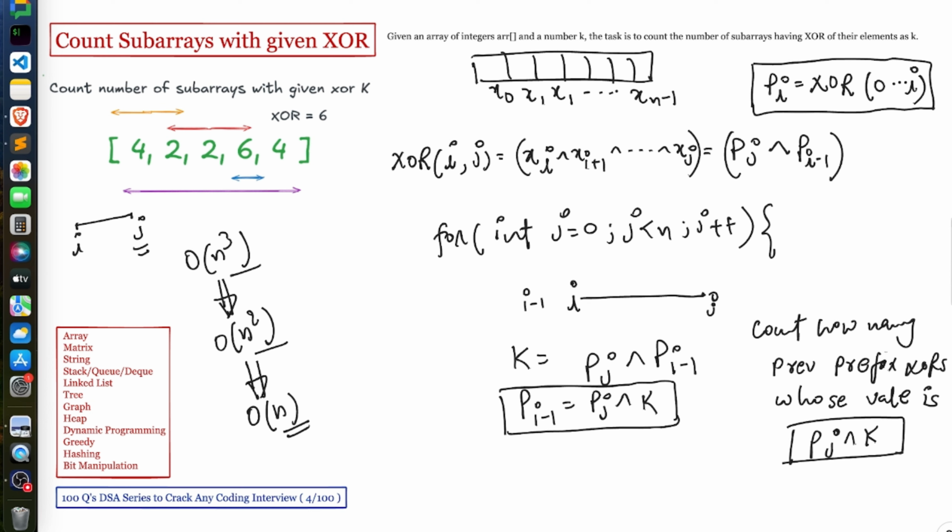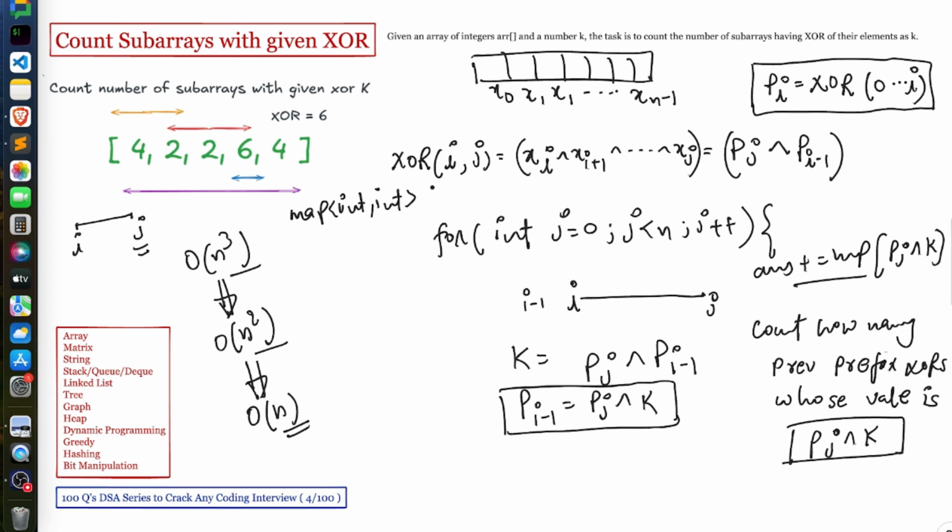For each index, we will try to find how many prefix XORs are there such that its value is pj XOR k, and we can simply do answer plus equals to the count of this. Now in order to store this count, we can make use of a hash map. So we will use a hash map that essentially stores the frequency of each prefix XOR. So answer is equal to mp of pj XOR k, right?